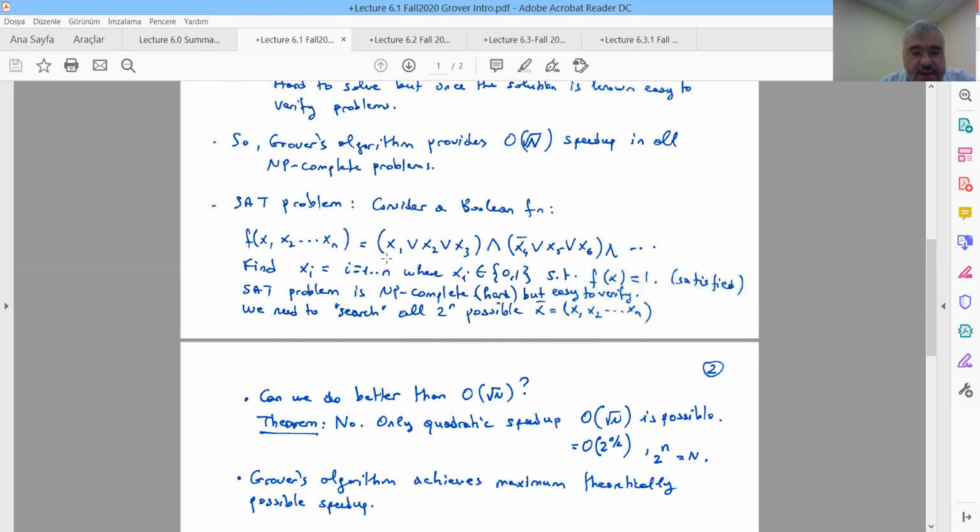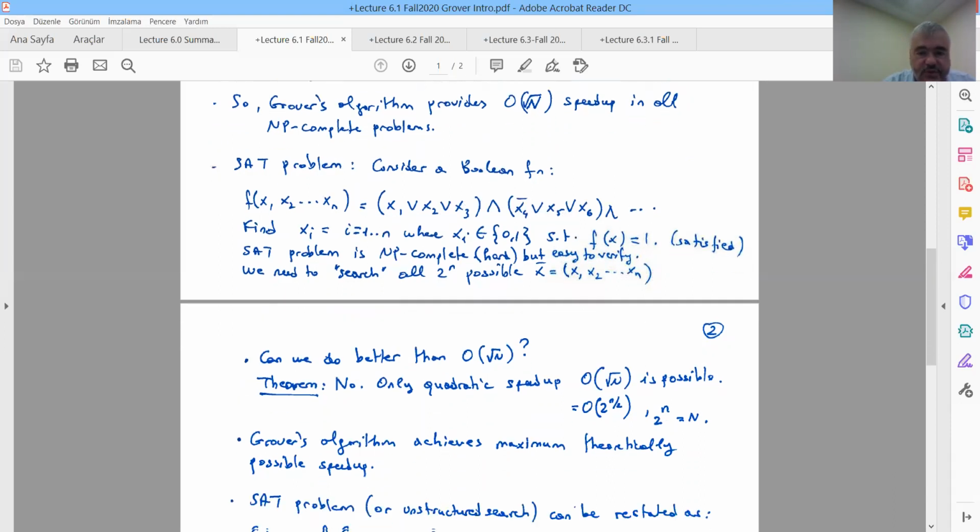When we say the satisfying x1, x2, ..., x sub n, we mean the bit string of x sub i that, when you plug into this equation, results in 1. In other words, it satisfies this function. And to find the x sub i that satisfies this kind of function is an NP-complete problem. It's a hard problem, but as you see over here, when you know the solution, when you know the x sub i, you just plug in this equation. It's easy to verify, right?